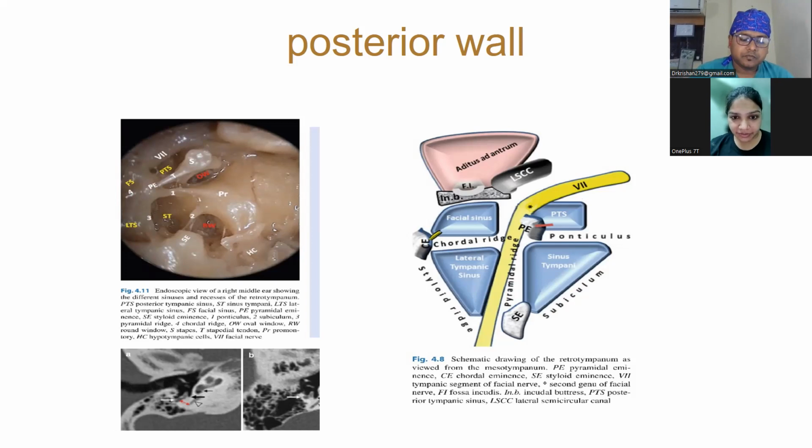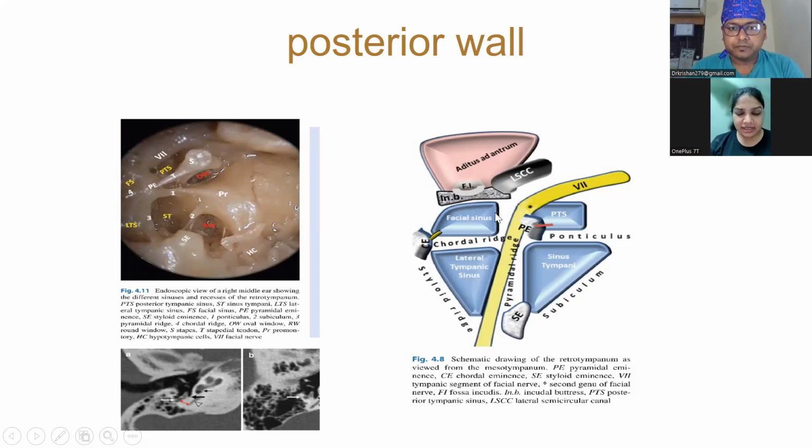Then the facial sinus area, the caudal ridge, styloid ridge, ponticulus, and subiculum, this totally forms the sinus tympani area. And these are the two very important questions for the PGs: that is sinus tympani and the facial recess. You should be knowing what are the boundaries, what are the contents, and how to draw these areas. So take a note of this.